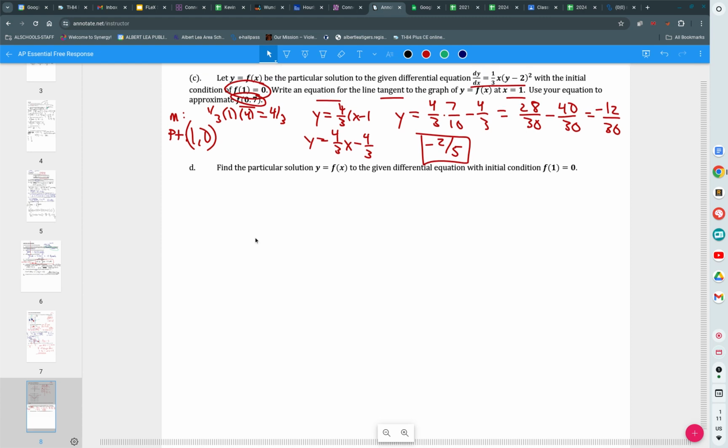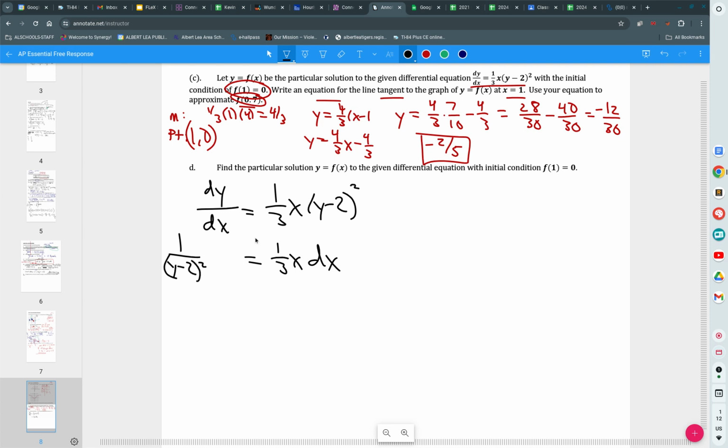Okay, so here we have it. We have dy over dx is equal to 1 over 3x times y minus 2 quantity squared. Find the particular solution. It starts with the separation of variables. What will I have on the right-hand side? 1 over 3x times dx. What will I have on the left-hand side? 1 over y minus 2 quantity squared dy.